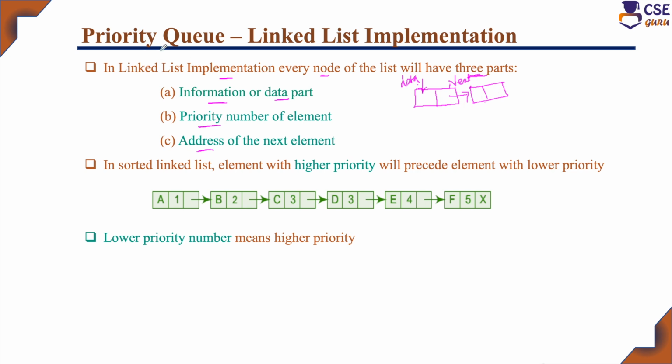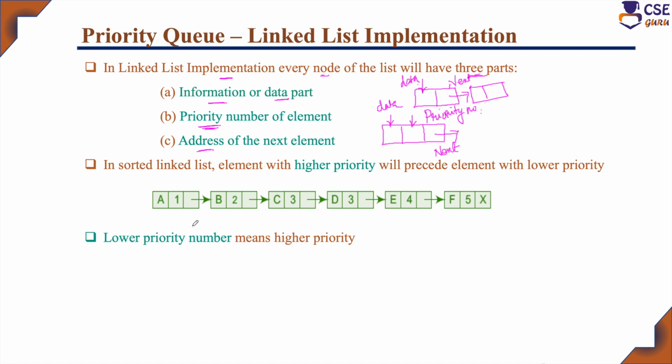But in a priority queue, we add one more field to store the priority number. So the linked list implementation consists of three parts. The first part stores the data, the second part stores the priority number, and the third part stores the address of the next element. This is the next pointer part. So every node in the linked list implementation of a priority queue will have three parts.